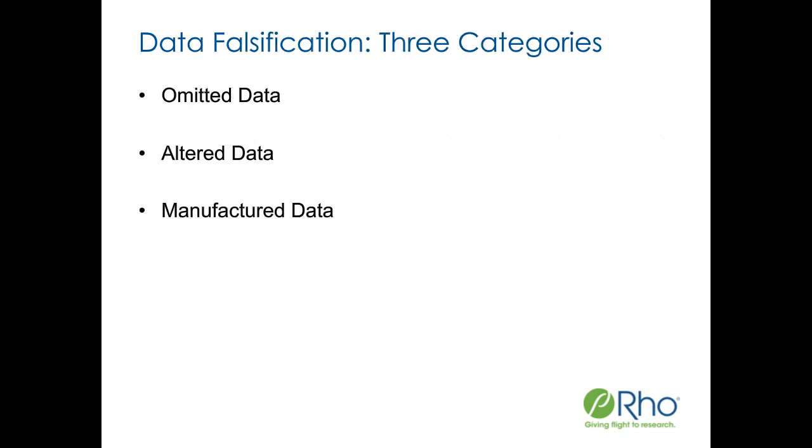When we talk about data falsification, typically falsification falls into one of three categories. These types are omitted data, altered data, and data that are manufactured. We're going to go through each of these and discuss some common examples.